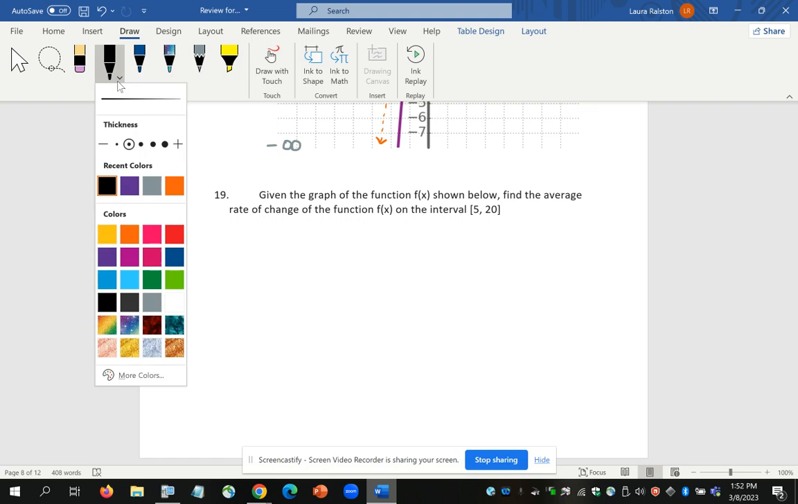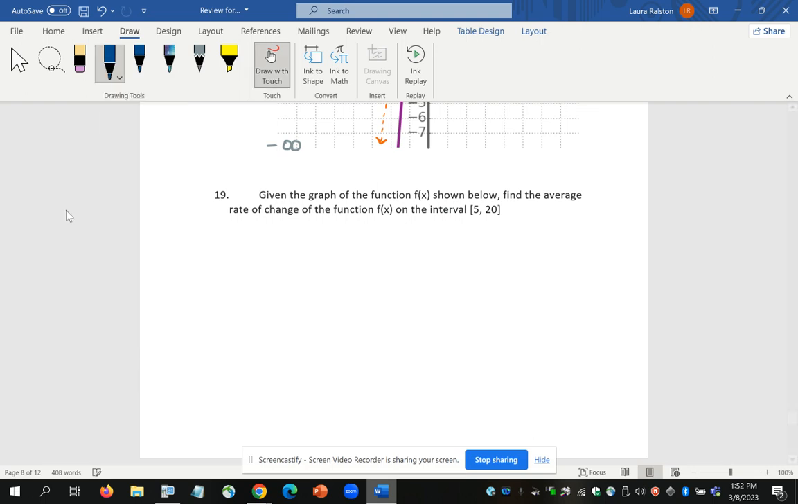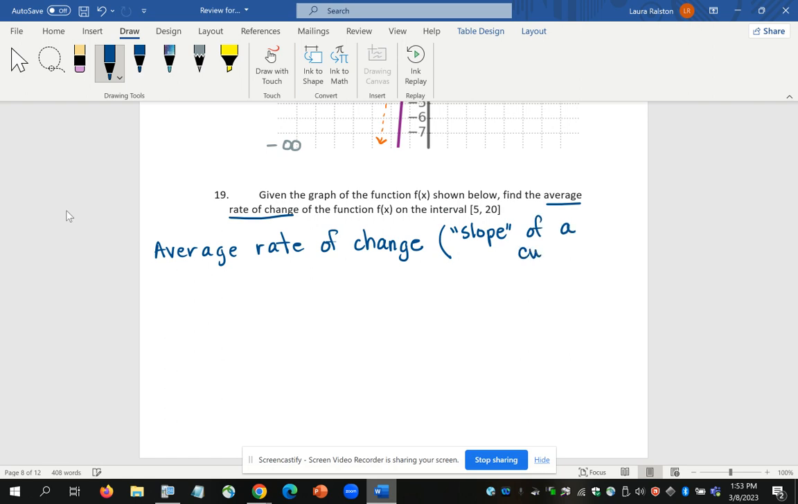Okay, the last two questions deal with average rate of change, which is a similar concept to slope, but it's related to curves as opposed to lines. So this is like the slope of a curve.